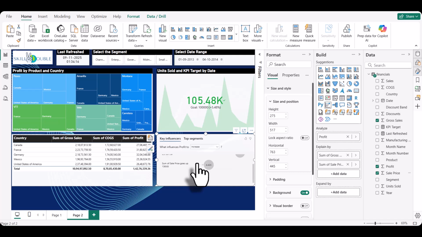I just added sum of sales price. So if the sales price goes up by $136,000, the profit goes up by $4,000. So this is how you can do analysis of how to increase your profit. What you should do is increase your sales or the price of your products.